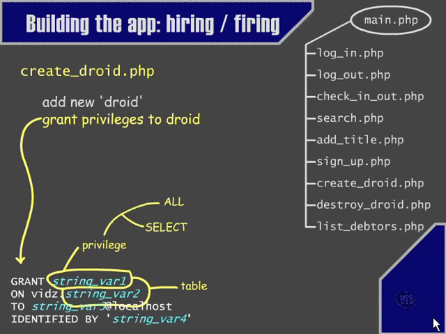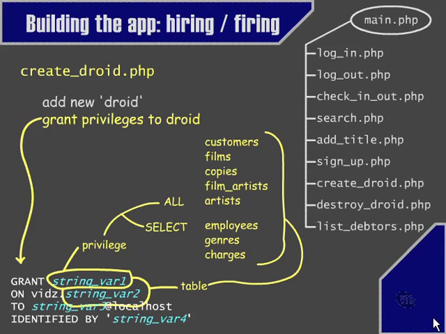The two different kinds of privileges that we're going to work with are the all and select privileges, and this will be different for different tables. We want them to be able to add and update customers, the same for films and for copies. We want to be able to let them add new films, and we want to be able to let the films be associated with artists, so we need all privileges on those tables too.